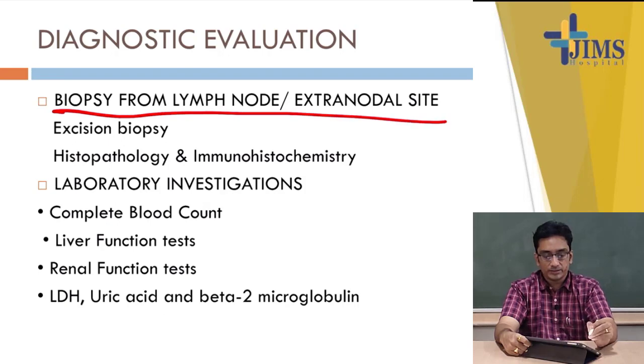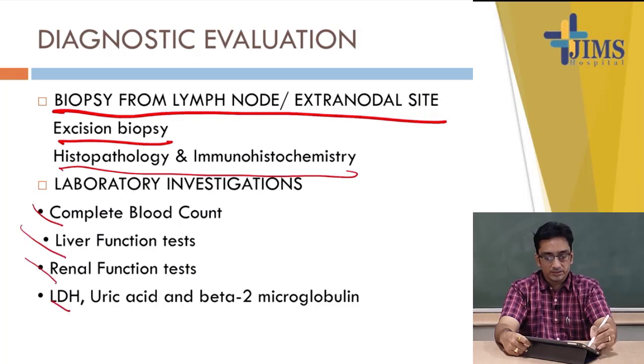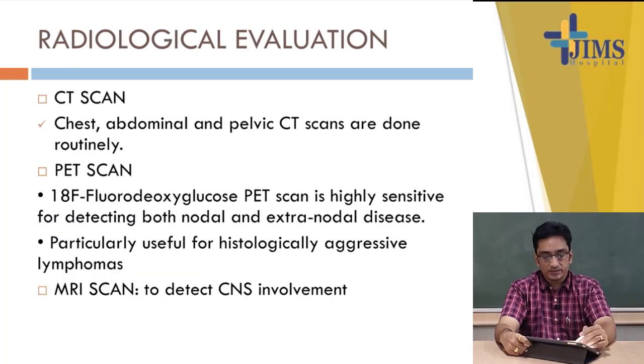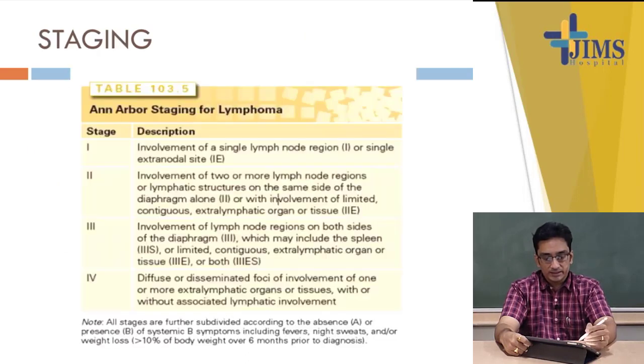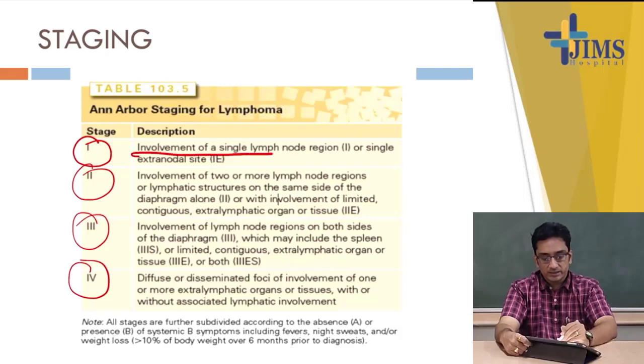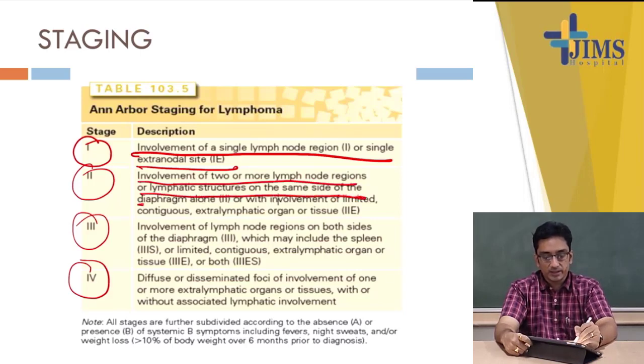Biopsy from lymph node or extranodal site, excision biopsy, histopathology and immunohistochemistry. Lab investigation same as Hodgkin's. Radiological: CT scan, PET scan, MRI scan. Staging almost the same as Hodgkin's. Stage 1 is involvement of a single lymph node region or single extranodal site. Stage 2 is involvement of two or more lymph regions or lymphatic structures on the same side of the diaphragm alone, or involvement of limited contiguous extralymphatic organs.